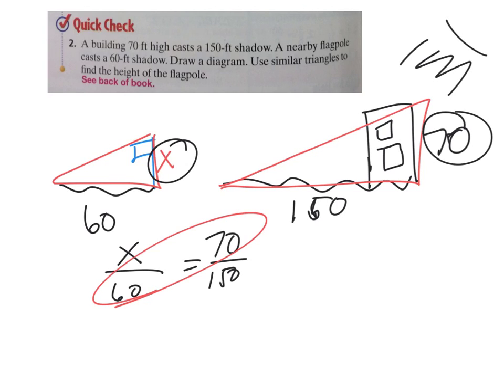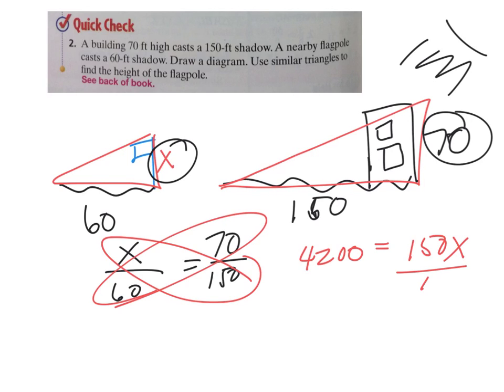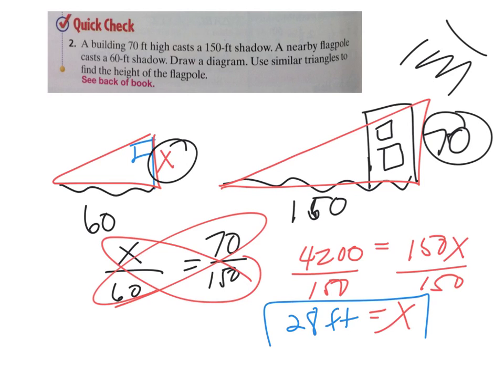And we know that 60 times 70 is 4,200. That equals 150x. Divide off our 150, just like we've been doing. And x is 28, and don't forget to label it, feet. And that's usually on most of these problems, that's one of the points is assigned to the label, so make sure you do label that correctly.